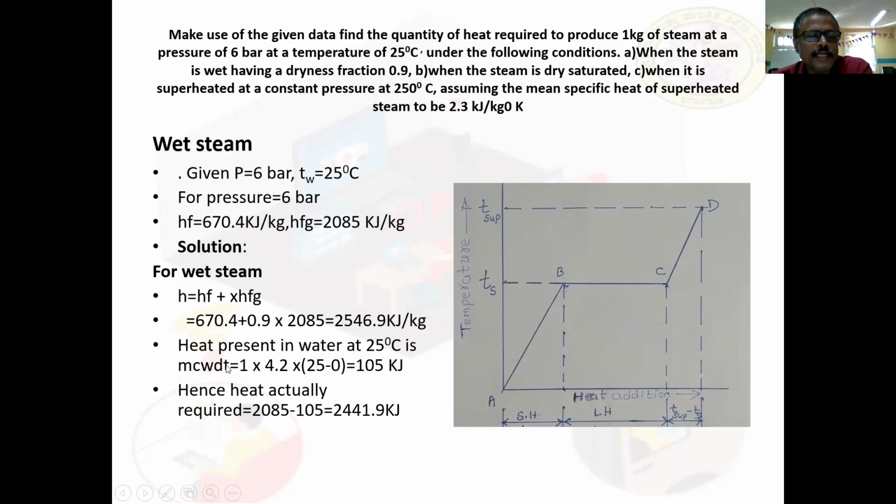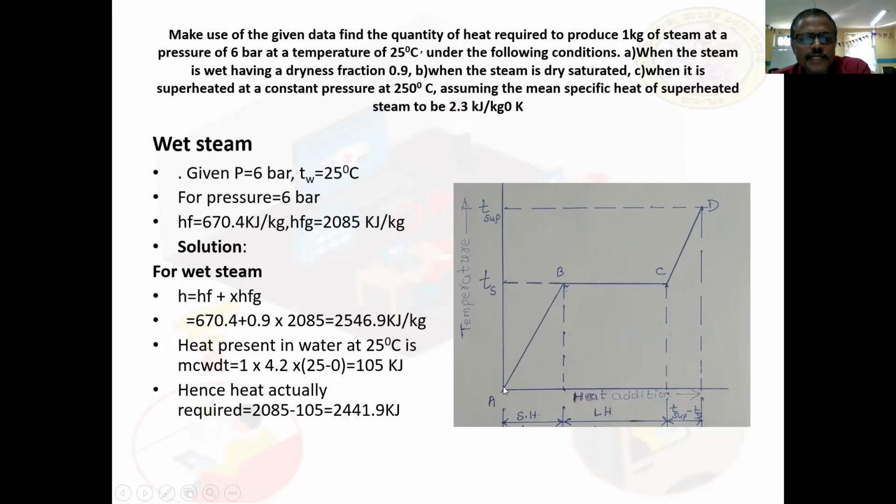mCW into delta T. M, that is 1 kg of water. CW is the specific heat of water, that is 4.2 kilojoules per kg Kelvin. Then this delta T is 25. Water is at room temperature, 25 degrees centigrade, minus 0. Why am I taking minus 0?